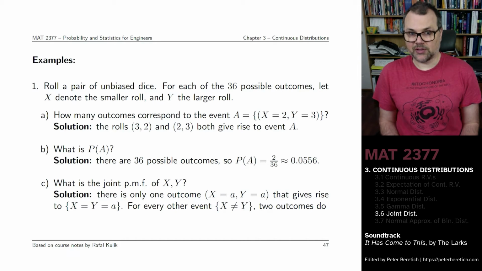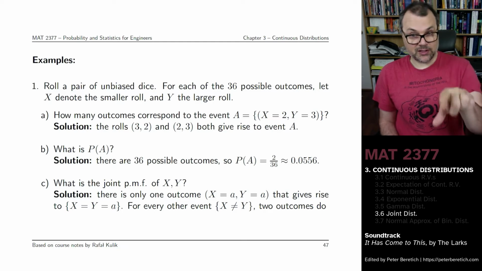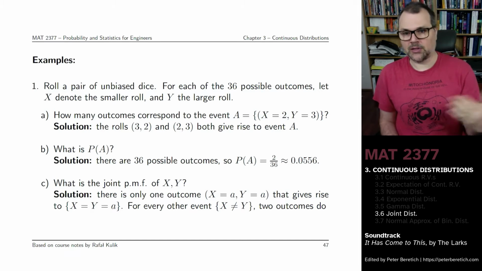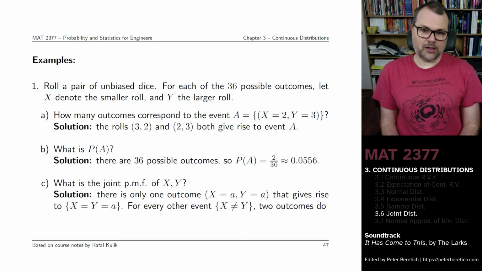2 divided by 36. So we still compute probabilities the same way. This is a discrete case. We just count the number of favorable outcomes divided by the total number of outcomes. What's the joint probability mass function?